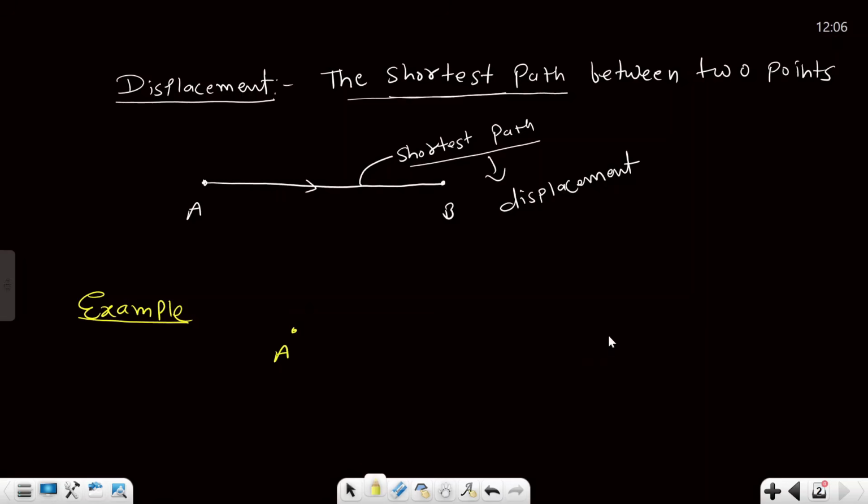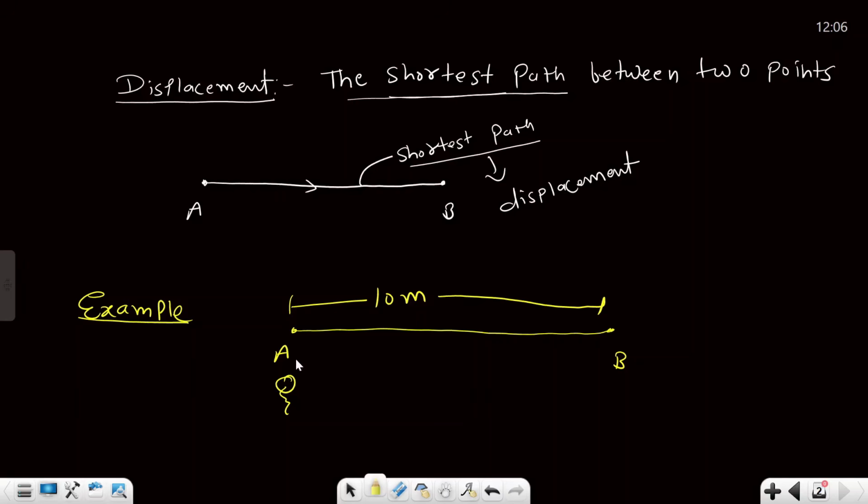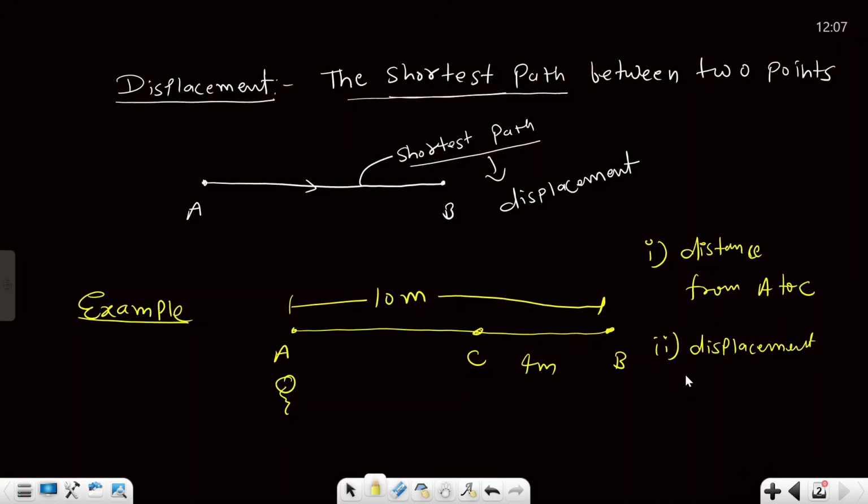Alright, so let's take an example. Here is a point A and here is a point B, and the length between A and B is, suppose, 10 meter. Now a person standing here at A goes from A to B, then comes back from B to C. Here is the point C. The path length between C and B is 4 meter. So what will be the distance from A to C, and what will be the displacement from A to C?